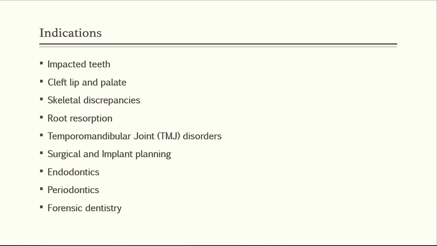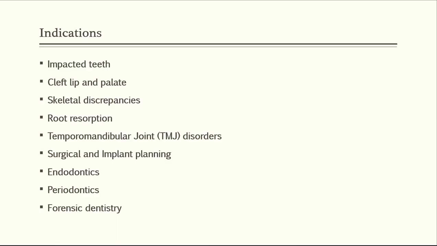Now, why would we go for a CBCT? First, for impacted teeth, to see if they're buccal, lingual impacted, to see if they're close to the ID canal, to see if they're close to vital structures. For cleft lip and palate, to see the bony defect, and to assess if we need to take anterior iliac spine grafts or we need to take ramus grafts if it's small. So to see the defect that we have. To assess skeletal discrepancies, as in planning for oral surgical procedures like orthognathic surgeries and so on.